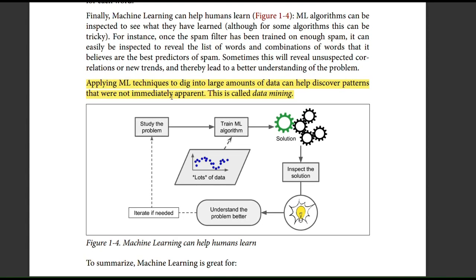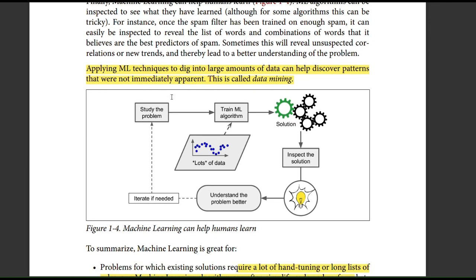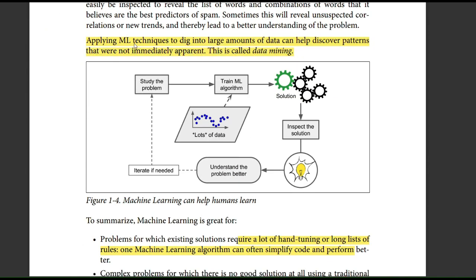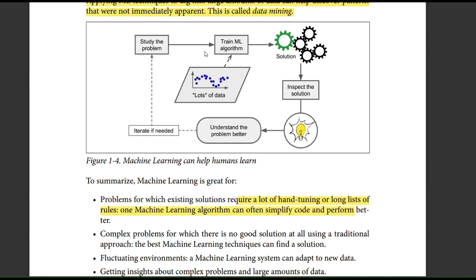Applying machine learning techniques to dig into large amounts of data can help discover patterns that were not immediately apparent. This is called data mining, where humans are learning with the help of machine learning. The best example to present data mining is this: if you're training a machine learning algorithm on spam emails, at the end it tends to reveal some unsuspected correlations and new trends. So this is where we are learning with the help of machine learning, and that is called data mining, where data is helping us discover patterns that were not immediately visible.